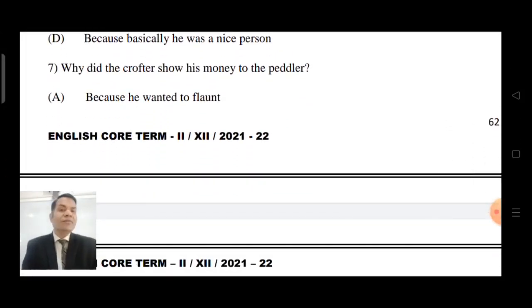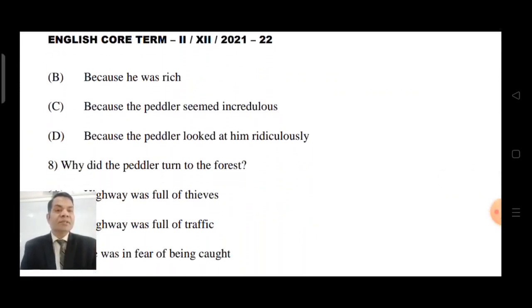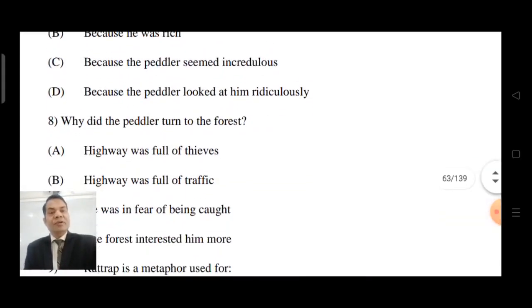Why did the crofter show his money to the peddler? Because he wanted to flaunt, because he was rich, because the peddler seemed incredulous, because the peddler looked at him ridiculously. Yes, so here option D, because the peddler looked at him ridiculously, the peddler did not believe what he said.